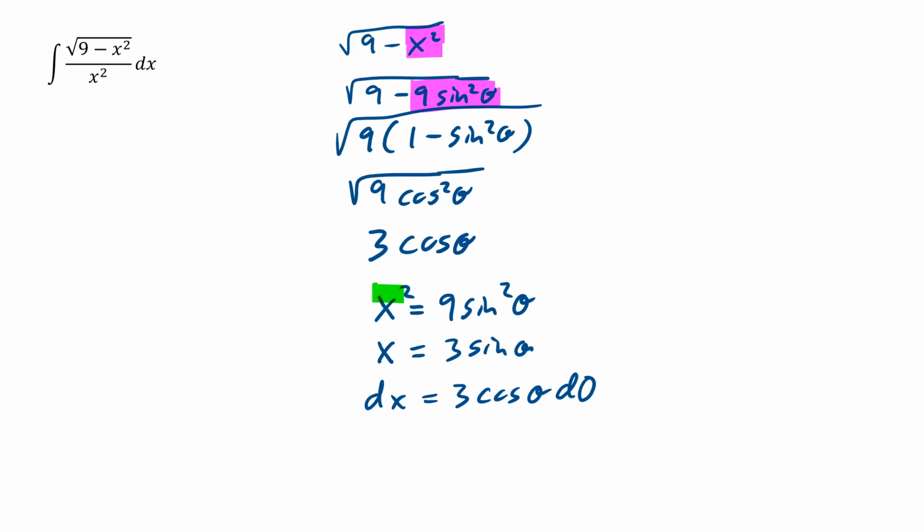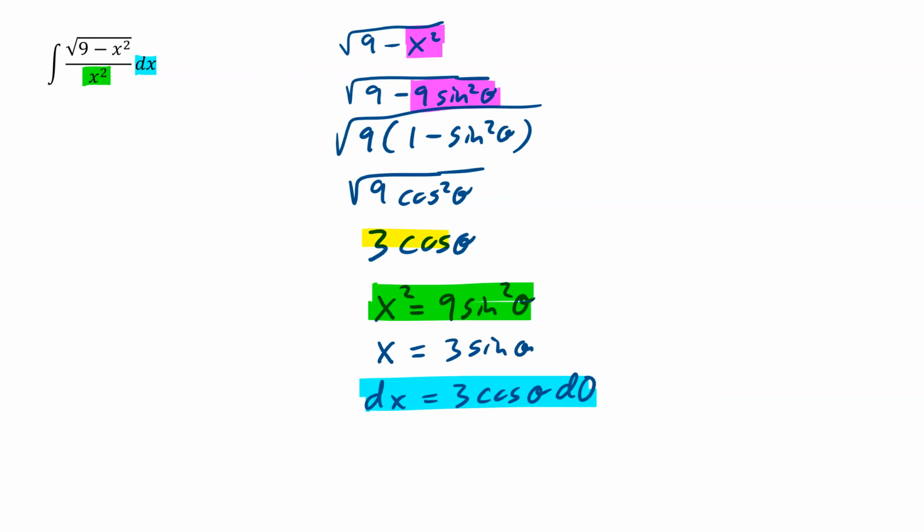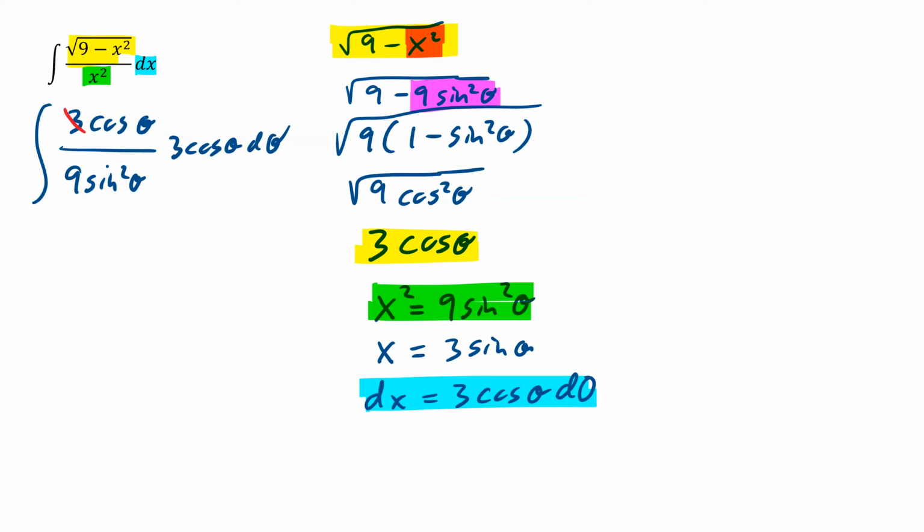So we know that x squared is this guy. We know our dx is this one. And we know our 3 cosine is that one. So all I have to do now is plug it all in. So we get 3 cosine theta. And then x squared is 9 sine squared theta. And then dx is 3 cosine theta d theta. Integral and simplify. So 3, 3, and 9 all cancel. We end up with cosine squared theta over sine squared theta integral d theta.